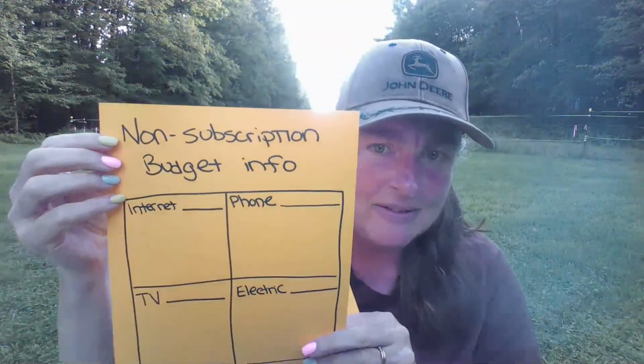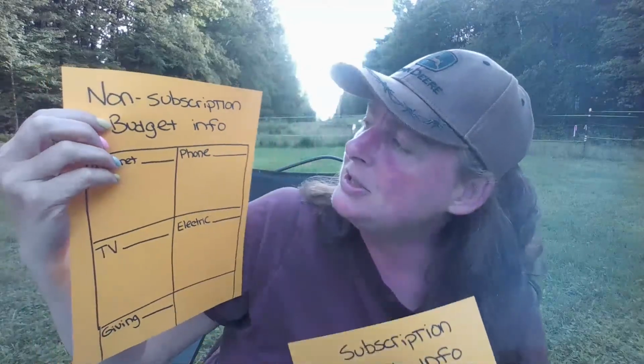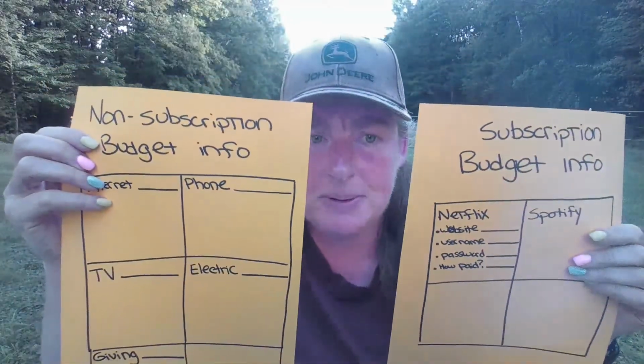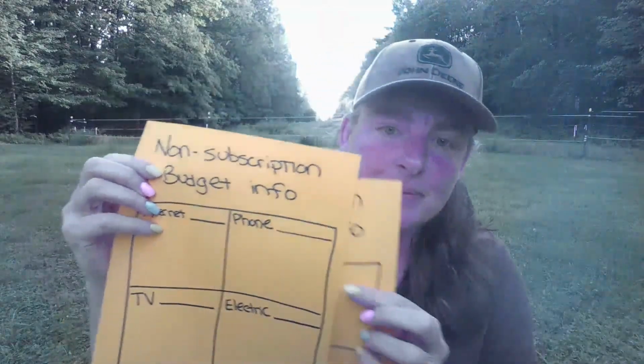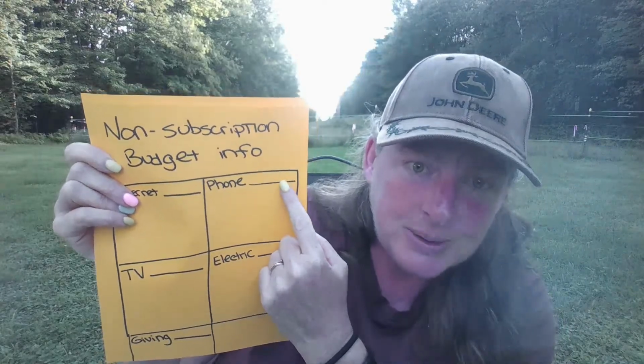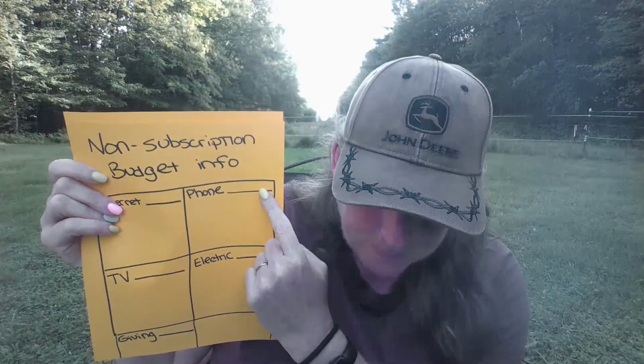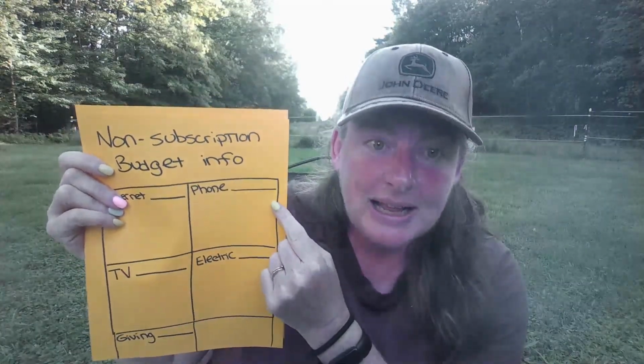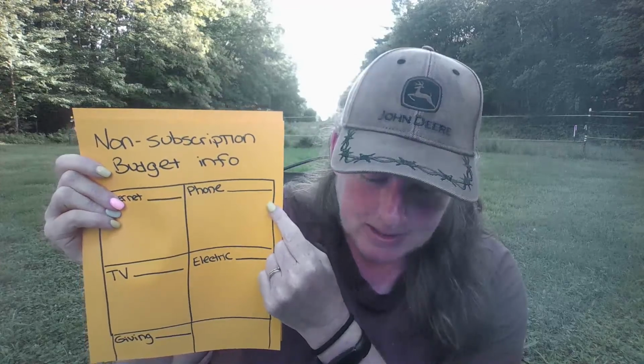I had talked about how I have a non-subscription budget info and subscription budget info. That's what I would like to have. And here is my phone. And so for phone, I would write US Cellular. And then I have an online account. So I'd write the URL, the username, the password, and then I would say something like paid every month online automatically, auto pay online.